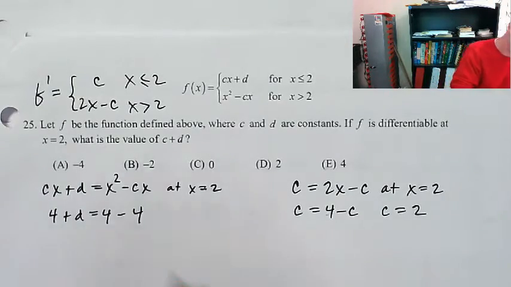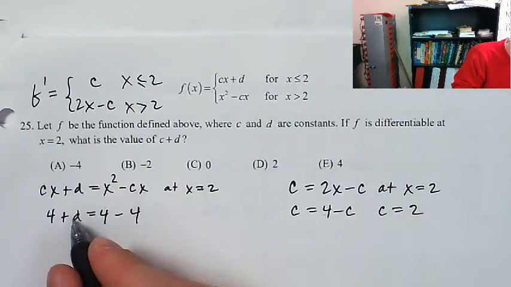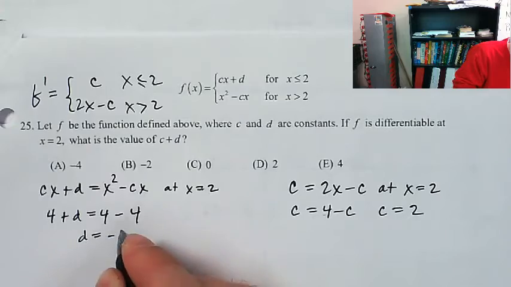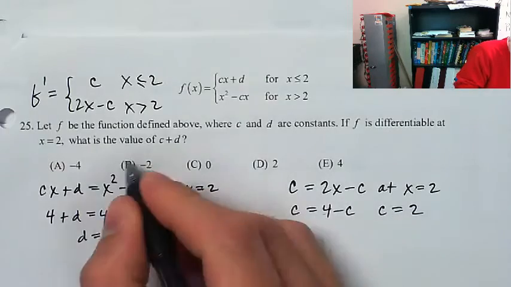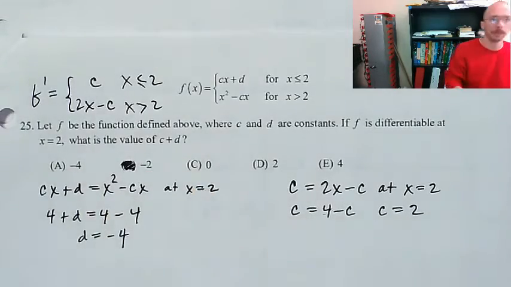Yeah, it just didn't look right, but it's right. And so that means that 4 plus d equals 0. D needs to equal negative 4. Negative 4 plus 2 is negative 2.